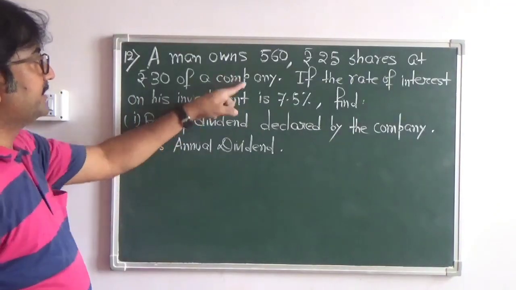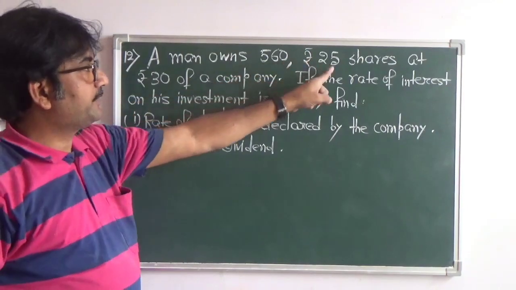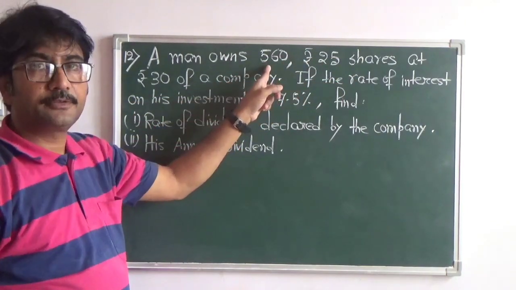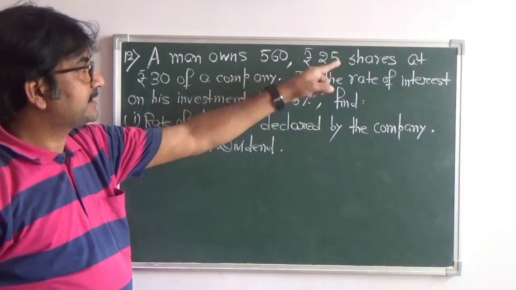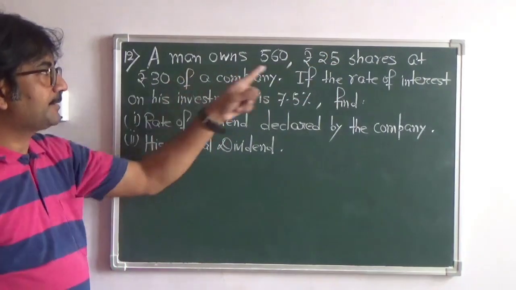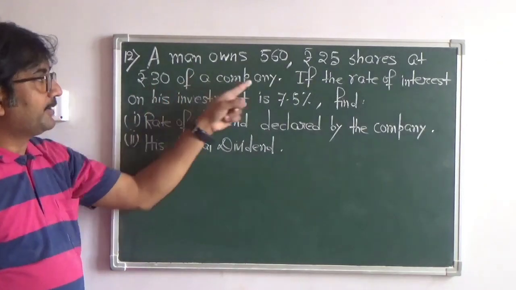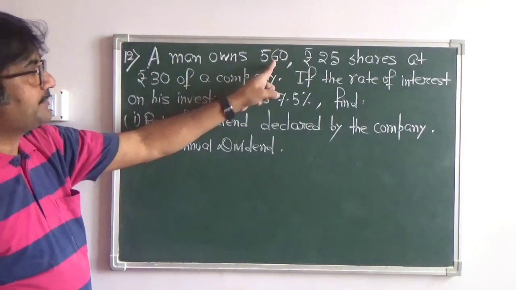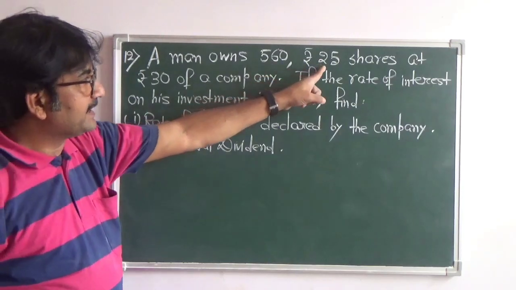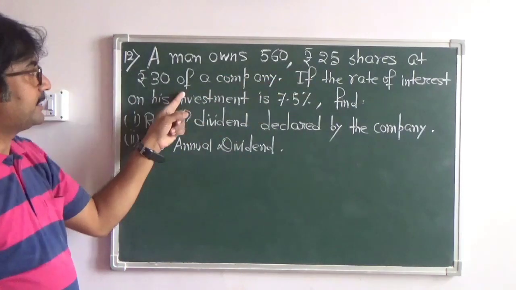A man owns 560 rupees 25 shares. 560 is the total number of shares. Rupees 25 shares at rupees 30. That means face value is rupees 25, market value rupees 30, of a company. So the man owns 560 shares, face value rupees 25, market value rupees 30.